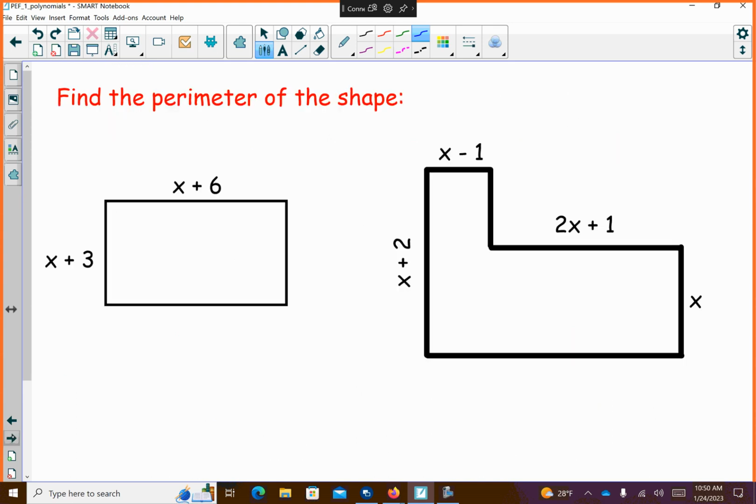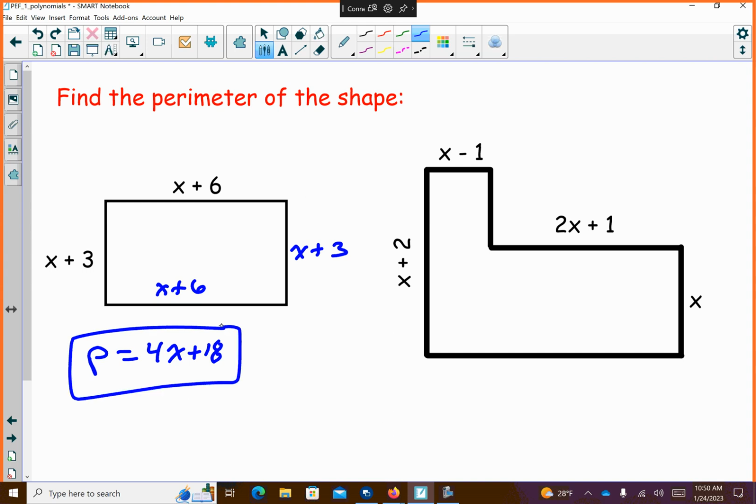Hey, friends, perimeter. This is a rectangle. If the top is x plus 6, then the bottom is x plus 6. Do you agree? Yeah. If the left side's x plus 3, then the right side is? All right, so if I want to find the perimeter, I have to add it up. So I'm going to go x plus x plus x plus x. x plus x is 2x plus 3x plus 4x. 3 plus 6, 3 plus 6, 9 plus 9, 18. My perimeter of this particular shape is this linear binomial. So that's the perimeter.